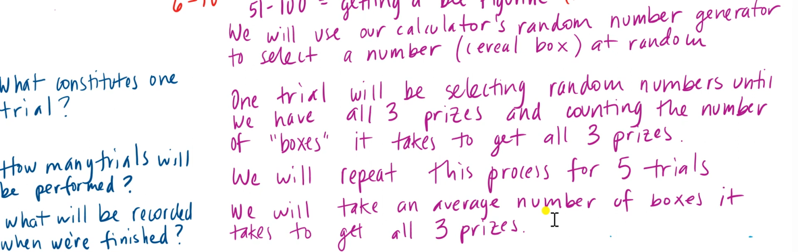And then I'm going to do trials 2, 3, 4, and 5. I'm going to get different numbers for different trials. And in the end, I should end up with 5 different numbers of boxes. Well, I want to get an average of those to give me an idea of, hey, on average, how many boxes will it take to get all 3 prizes?